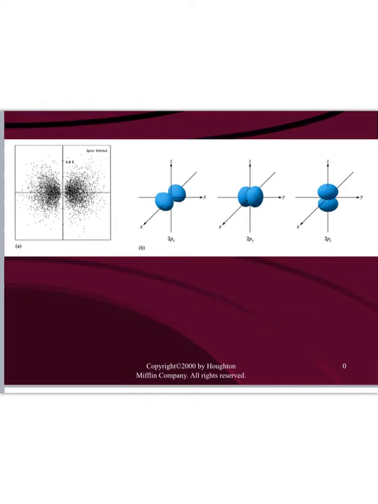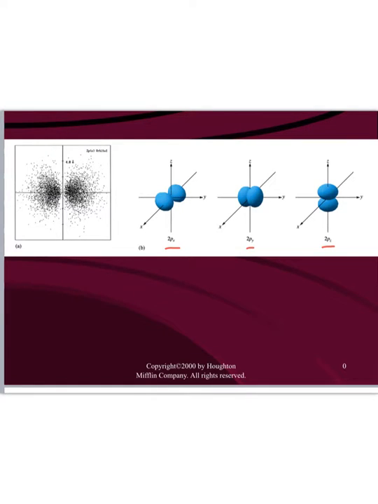3 different p's. We have one along the x, one along the y, and one along the z. Remember, these are the p's, so p represents what we call a peanut-shaped electron cloud. All right? So there's 3 different p's. Remember, how many electrons can we fit into each orbital? 2. So there's 2 electrons bouncing around in this cloud region, 2 electrons bouncing around in that cloud region, and 2 electrons bouncing around in that cloud region. Okay?